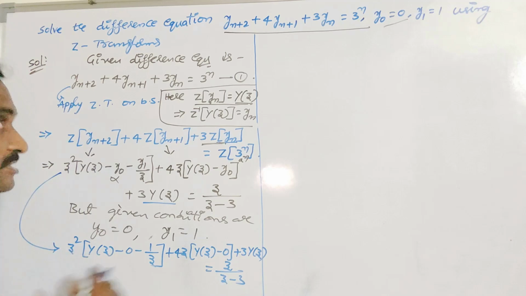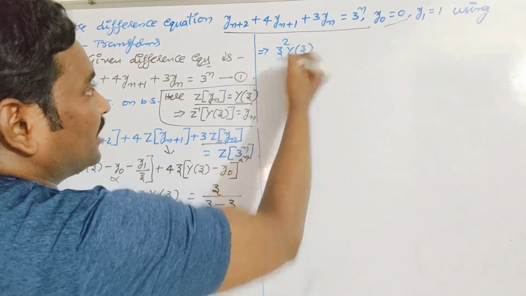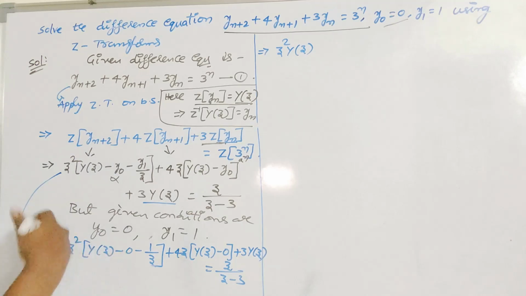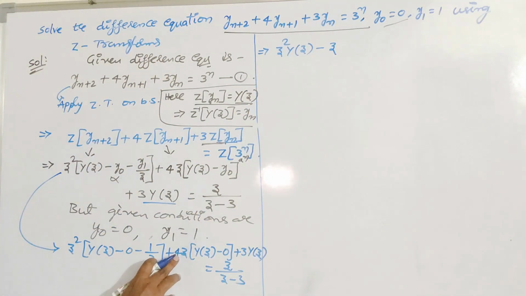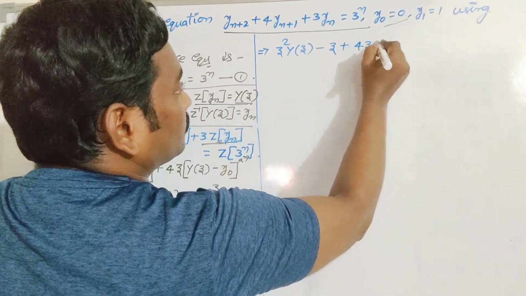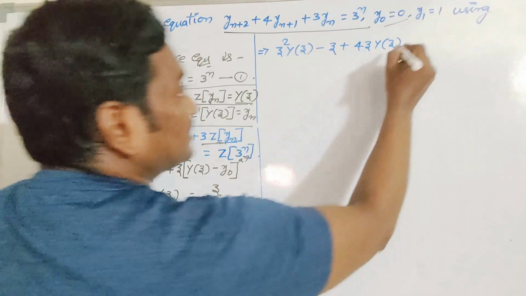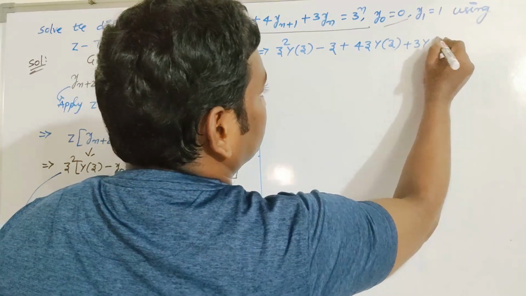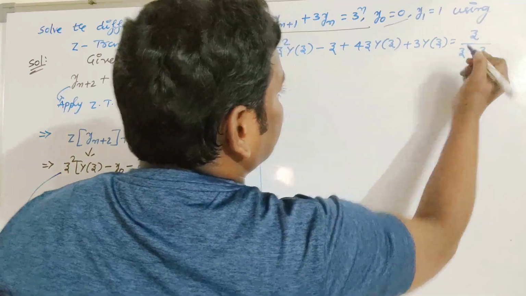Now take this z square inside. Z square into y of z, z square into 0, z square into 1 by z. One z gets cancelled, and in the numerator there is another z. Plus take this 4z inside: 4z into y of z. The last one is 3 into y of z. This is the left hand side. In the right side we have z by z minus 3.